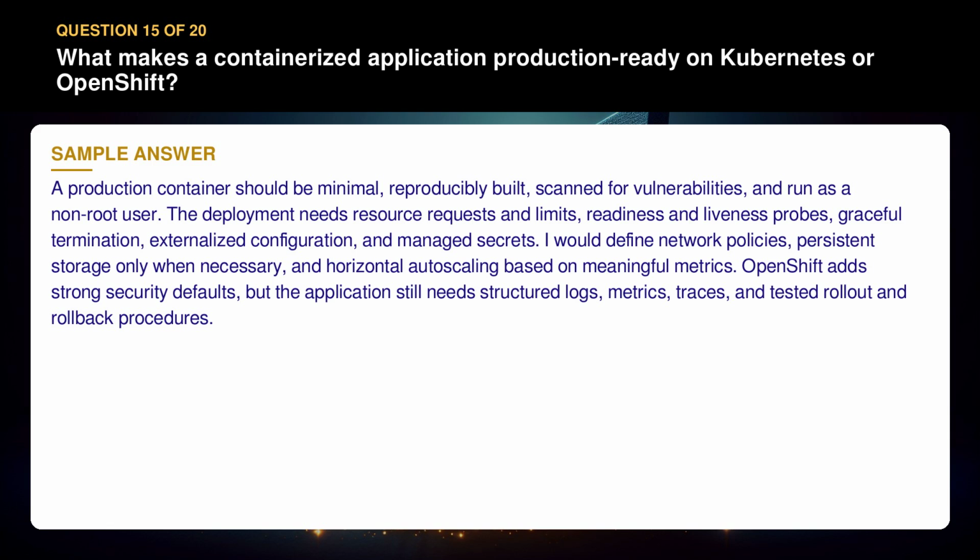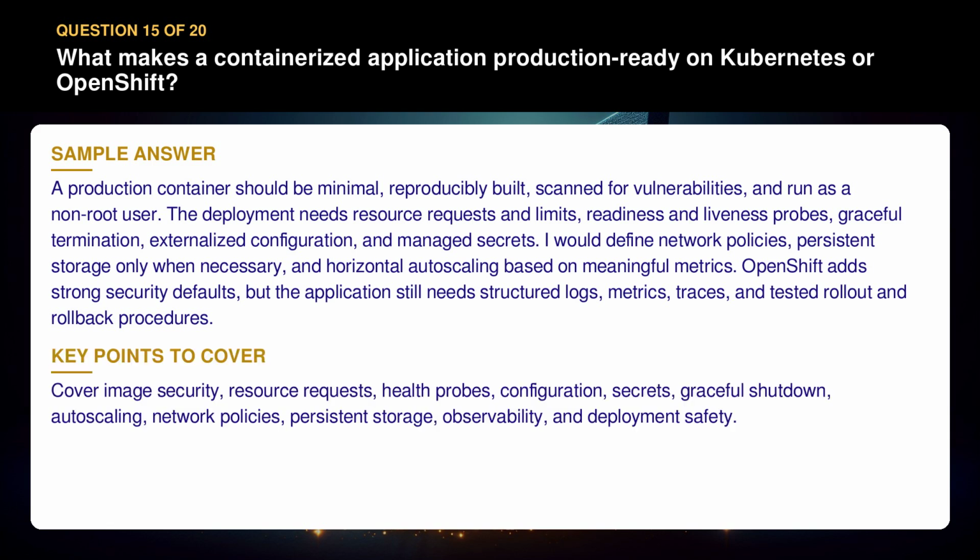I would define network policies, persistent storage only when necessary, and horizontal autoscaling based on meaningful metrics. OpenShift adds strong security defaults, but the application still needs structured logs, metrics, traces, and tested rollout and rollback procedures. Cover image security, resource requests, health probes, configuration, secrets, graceful shutdown, autoscaling, network policies, persistent storage, observability, and deployment safety.